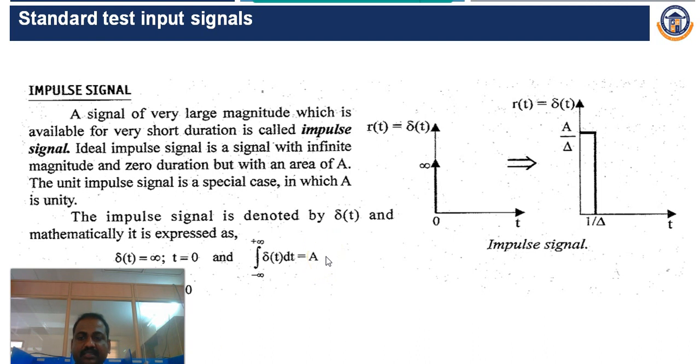Next, the impulse signal. An impulse signal is a signal of very large magnitude which is available for very short durations. Here the mathematical notation is delta of t equal to infinity where t is equal to 0, and the integration with limits from minus infinity to infinity of delta of t dt is equal to a, and for the rest of the values it becomes 0.